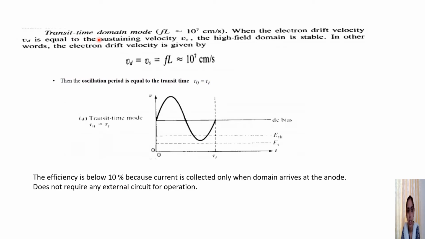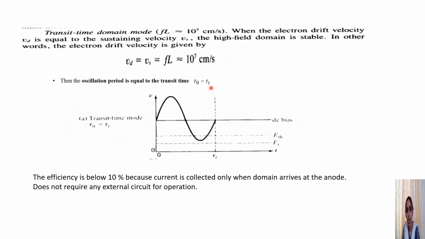Now about the transit time domain mode, that is when fL is equal to 10 raised to 7 centimeter per second. So in this condition, our electron drift velocity Vd will be equal to that of the sustaining velocity Vs. So Vd is equal to Vs is equal to fL is equal to 10 raised to 7 centimeter per second. So when the drift velocity and the sustaining velocity become equal, we can say that the time period of oscillation will be the same as the transit time, that is tau t, through the device.